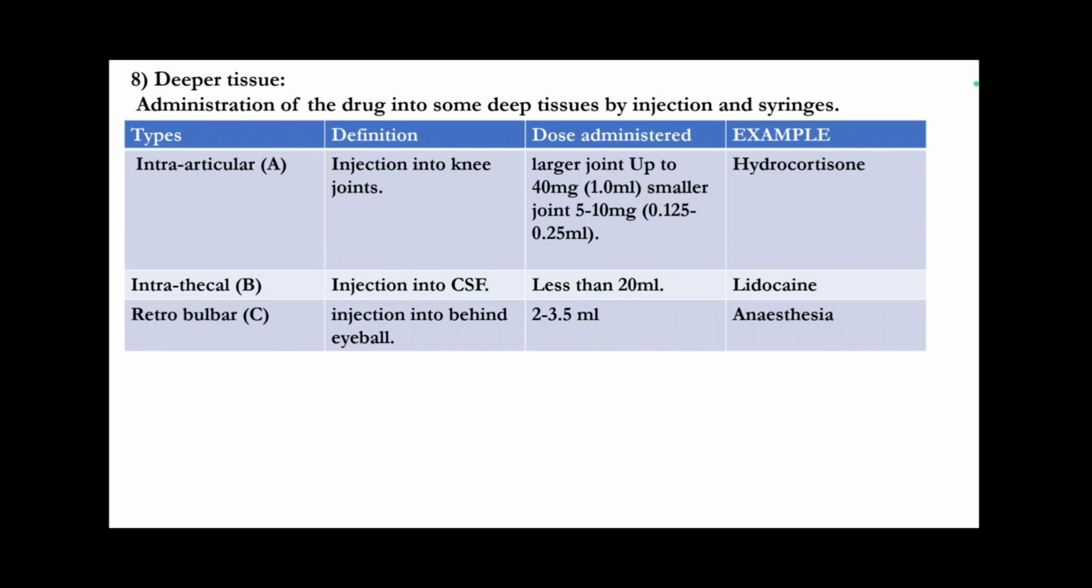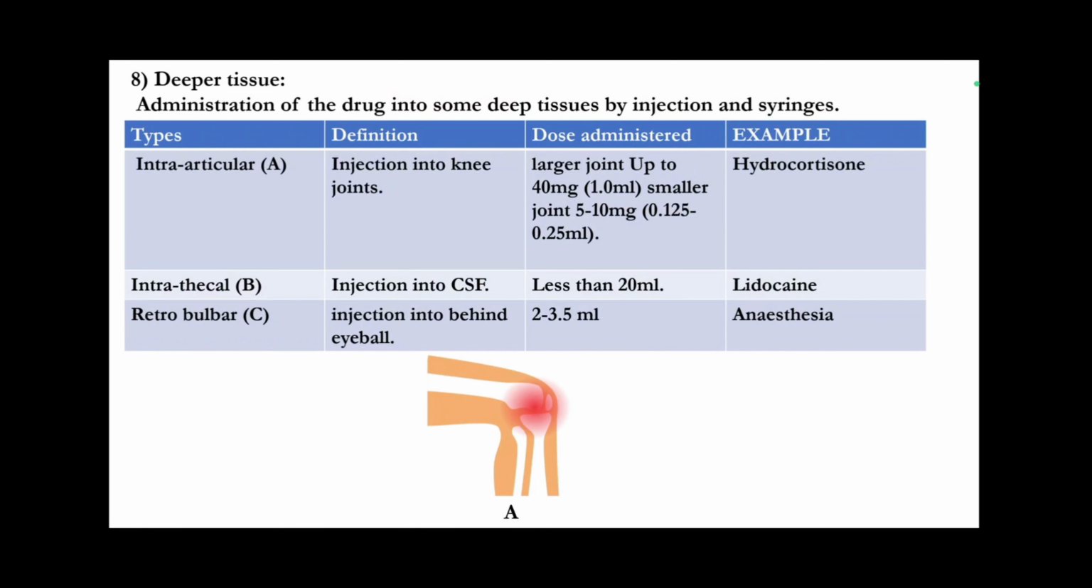Eighth and last route under the local route is the depot tissue route. In this, the drug is administered into deep tissue by injection and syringe. Depot tissue route is divided into three types: intra-articular, intrathecal, and retrobulbar. In the intra-articular route, the drug is injected into the knee joint. The larger dose is 40 mg and the smaller dose is 5 to 10 mg.